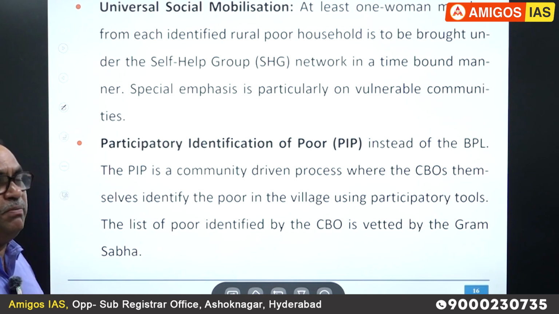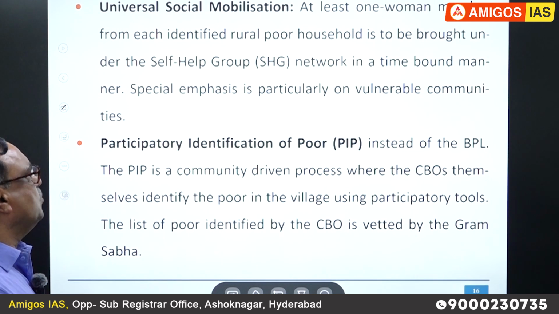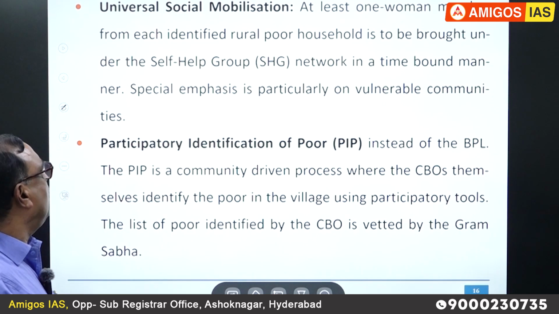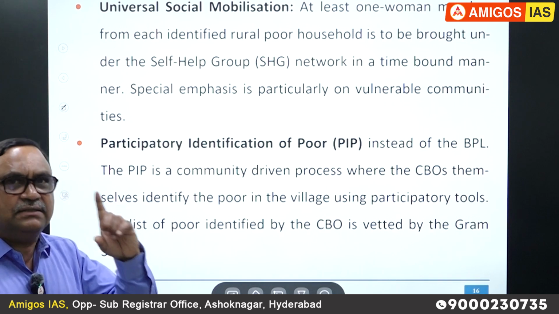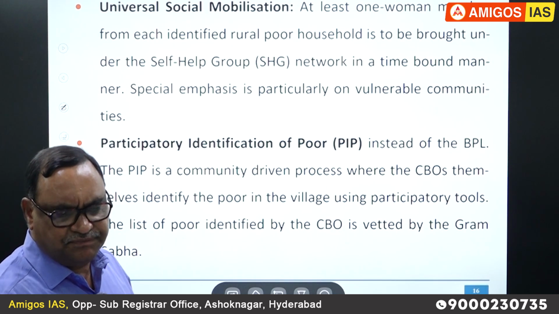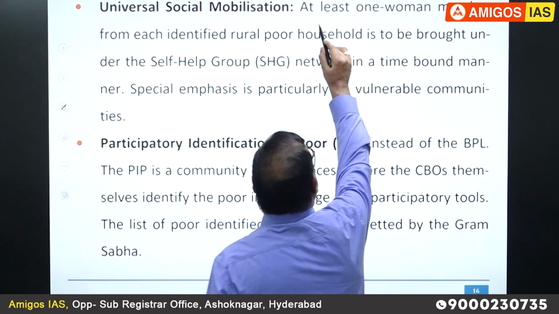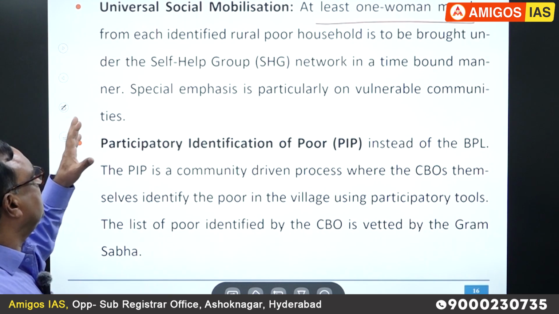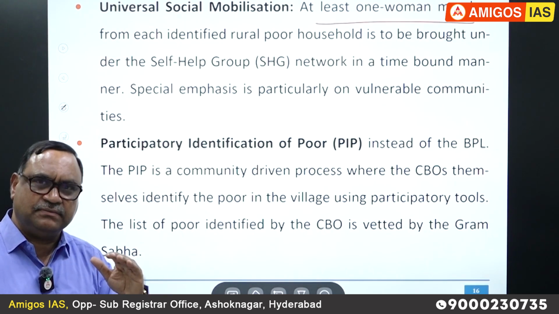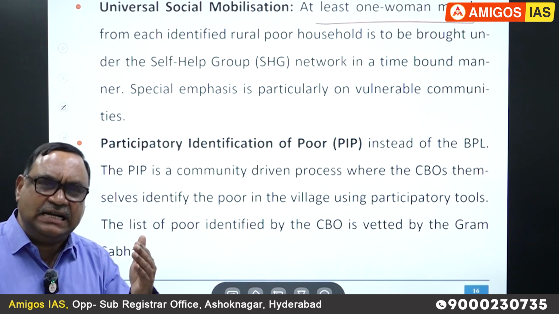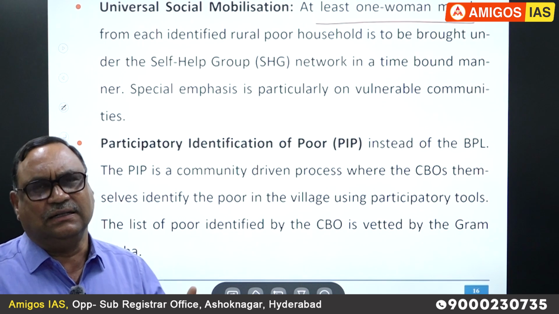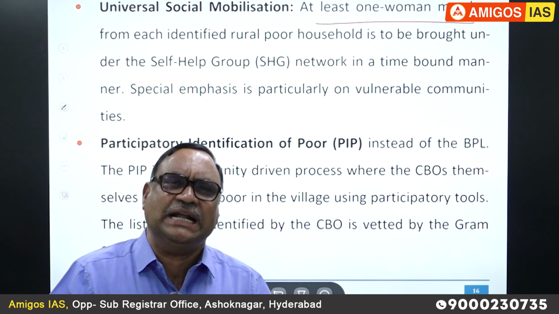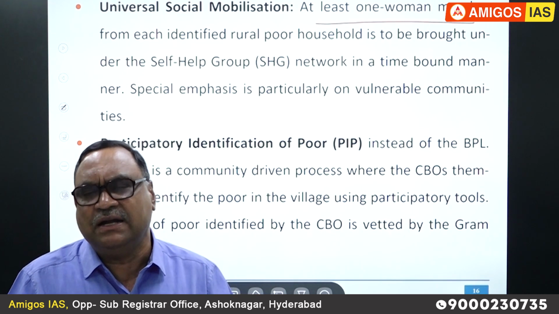Then universal social mobilization. At least one woman member from each identified rural poor household is to be brought under the self-help group network in a time-bound manner. Special emphasis is particularly on vulnerable communities. So again, we have to focus on this point: at least one woman member must be identified from the rural poor households, and they have to be encouraged to take part in the activities related to the self-help groups and community institutions. That kind of initiative would help the economic empowerment of women in rural areas.